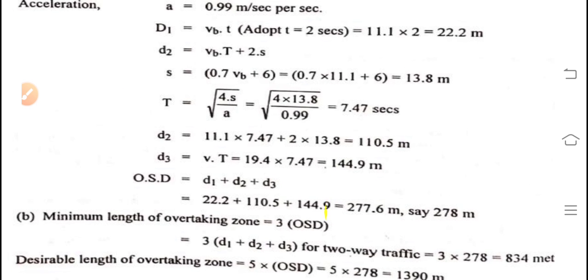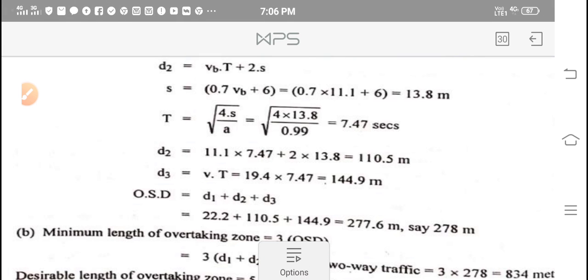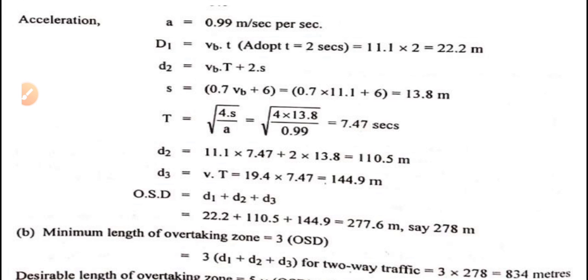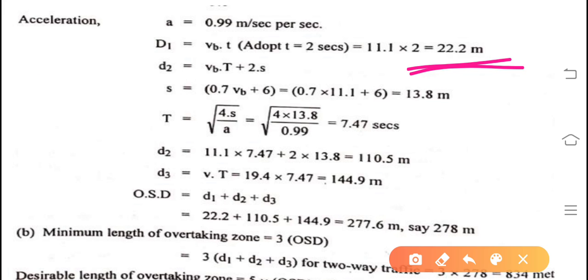Acceleration a is equal to 0.99 meters per second squared. Therefore, d1 is equal to VB into t. Adopt small t, that is the reaction time of the driver, just 2 seconds, which you have learned from the theory concept. You will get 22.2 meter. d2 is equal to VB multiplied by capital T, that is the actual overtaking operation time, plus 2 times S, where S is the spacing given by the empirical formula 0.7 VB plus 6. You will get 13.8 meter as the spacing S for safety purpose.